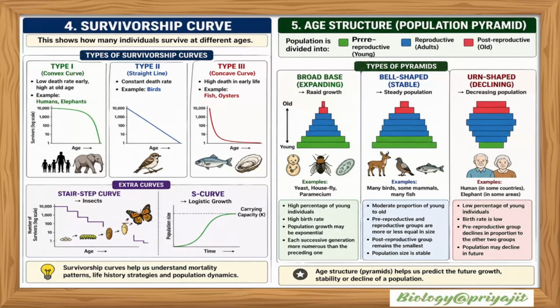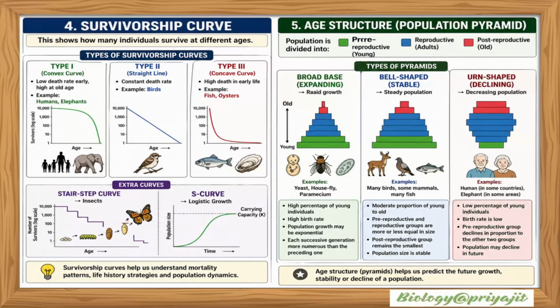Survivorship curve. This shows how many individuals survive at different age groups. Types of survivorship curves. Type 1 is a convex curve, with low death rate early and high at old age. Examples: humans, elephants, etc. Type 2 is a straight line with constant death rate. Example: birds. Type 3 is a concave curve, with high death early in life. Examples: fish, oyster, etc. There are also a stair-step curve found in insects, and an S-shape curve, which is a logistic curve. Survivorship curves help us understand mortality patterns, life history strategies and population dynamics.